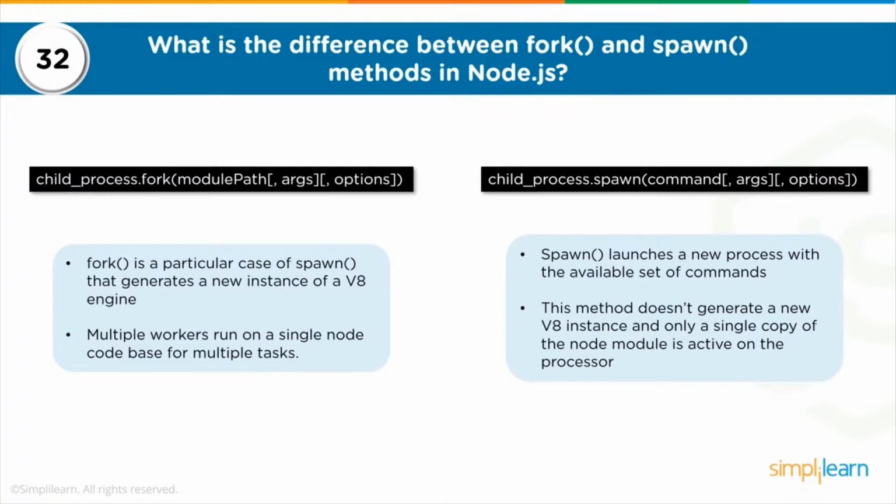So what is the difference between fork and spawn methods in Node.js? The essential difference between the two is that if you use the fork method, it will trigger and create a new instance of the V8 engine, the engine running Node.js, and will then run the application in that new instance. With spawn, it's somewhat similar, but it doesn't generate a new V8 instance. It creates a new process, but within the same V8 instance as the previous application that it was spawned from.